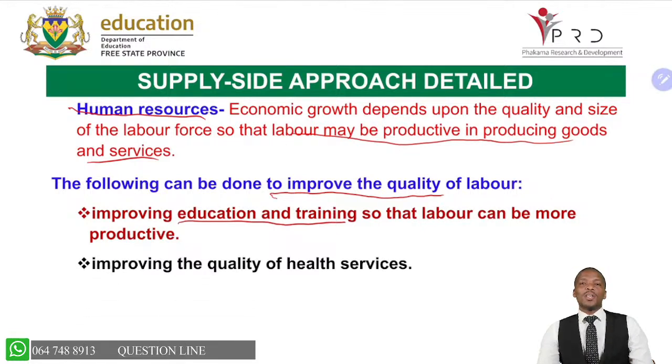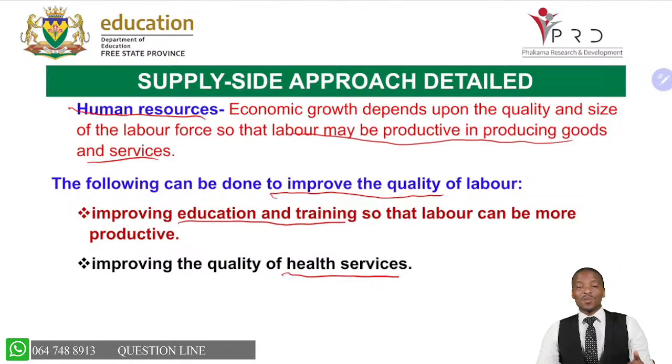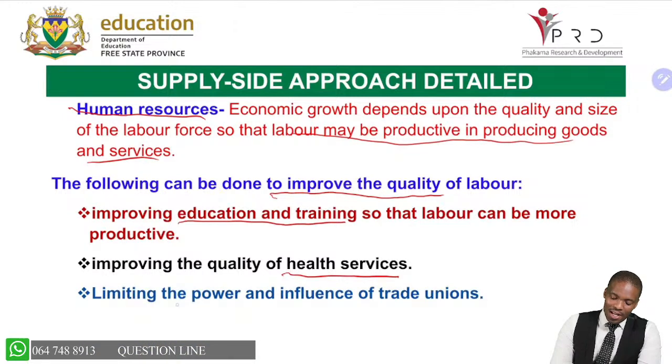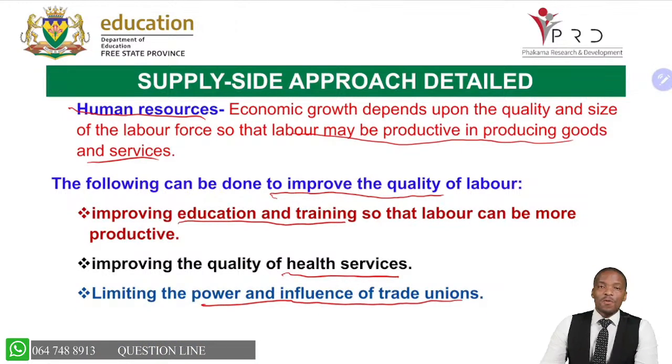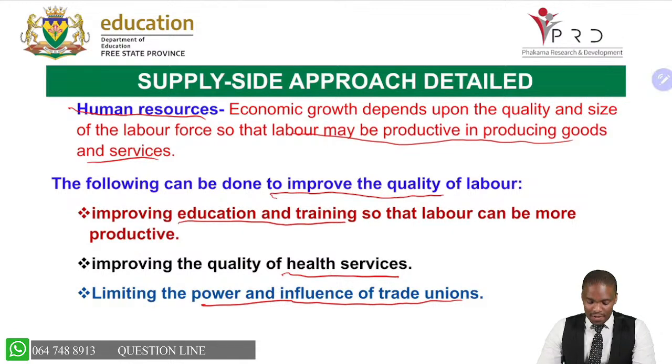Furthermore, we should improve the quality of the health services. It means the infrastructure such as your access to health services should be improved so that people can be able to live longer. Those skilled labor should be able to live longer. Also, limiting the power and the influence of trade unions so that they cannot manipulate. Everyone should be able to say, I'm skilled enough, I'm able to produce those goods and services without any strikes that will interfere in production of those goods and services.